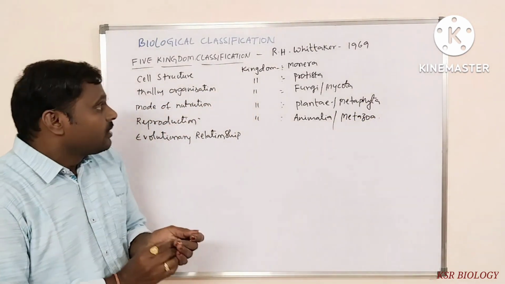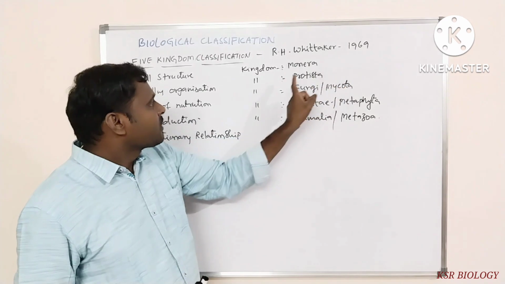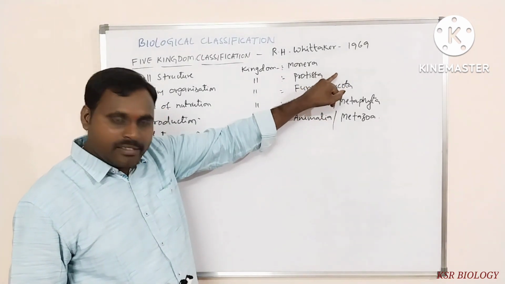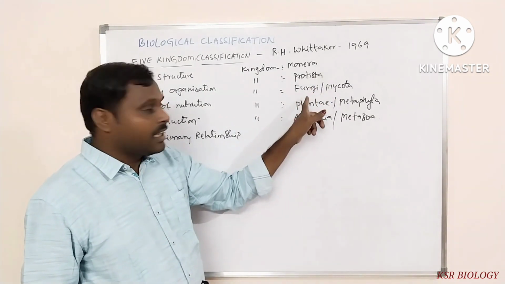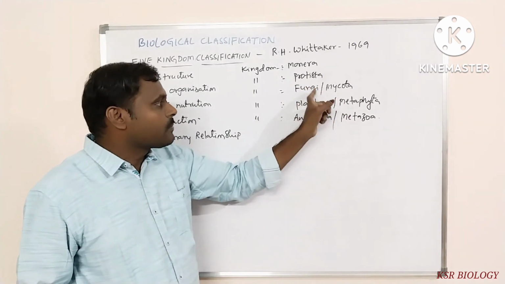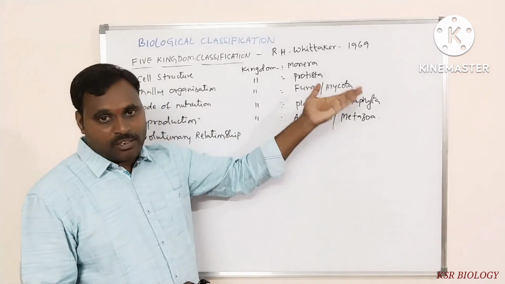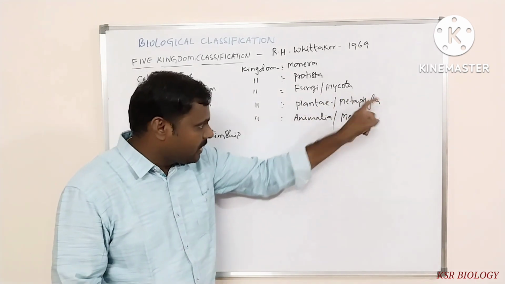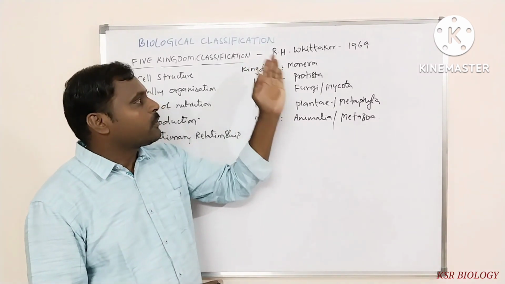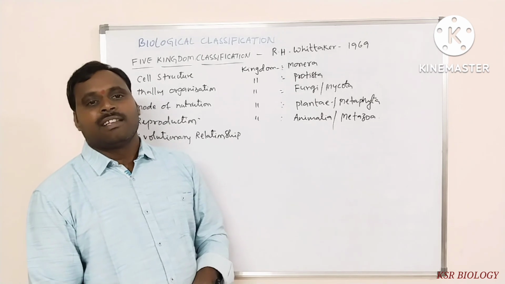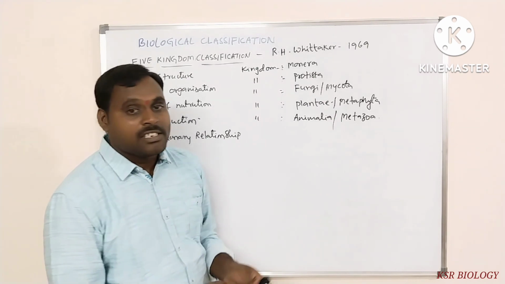What did he do? He separated all unicellular prokaryotic organisms and placed them under kingdom Monera, and all unicellular eukaryotic organisms are placed under kingdom Protista. All multicellular eukaryotes with loose tissue organization and chitin cell walls are placed under kingdom Fungi or Mycota. All green photosynthetic autotrophic organisms with cellulosic cell walls are placed under kingdom Plantae. All animals are placed under kingdom Animalia. So these are the five kingdoms proposed by R.H. Whittaker. Later on, another scientist came and proposed another type of classification, that is the six kingdom classification.